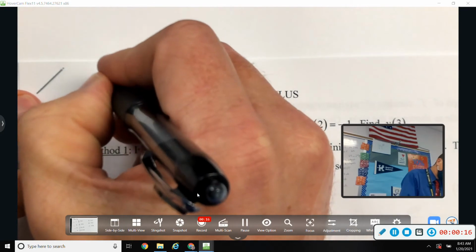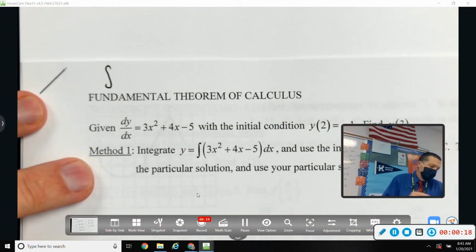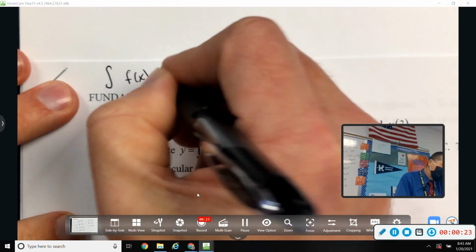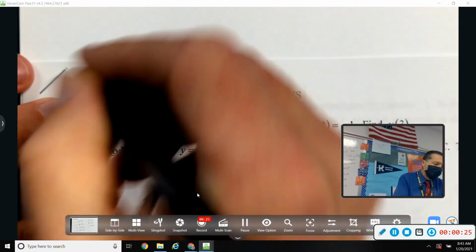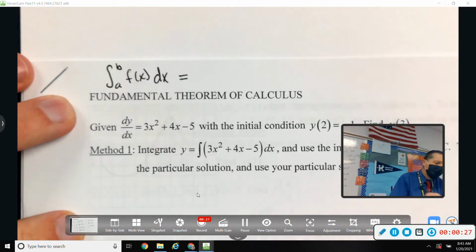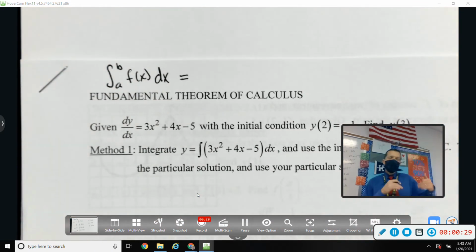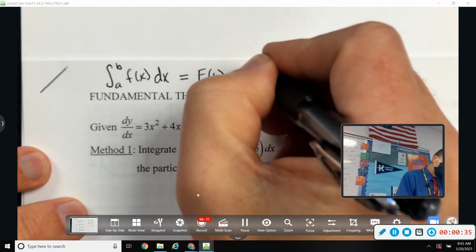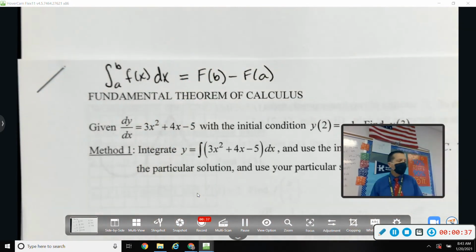Let's just do a quick little review up here at the top. The integral of f of x dx from a to b. So yes, that means area under the curve, but it also means antiderivative at b minus antiderivative at a.